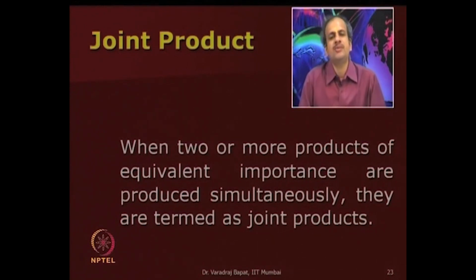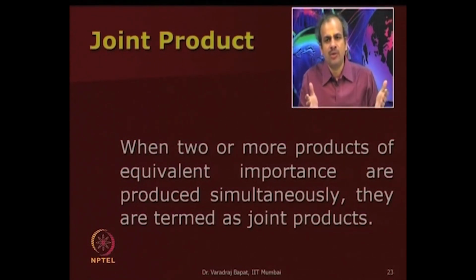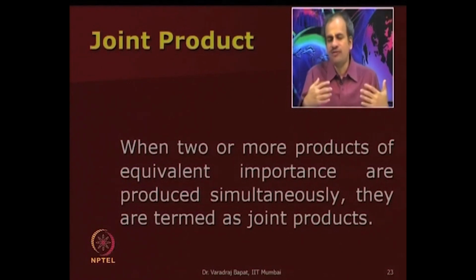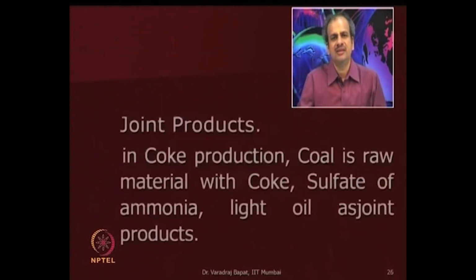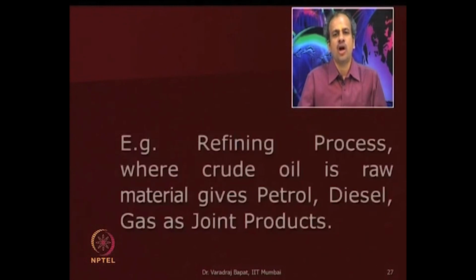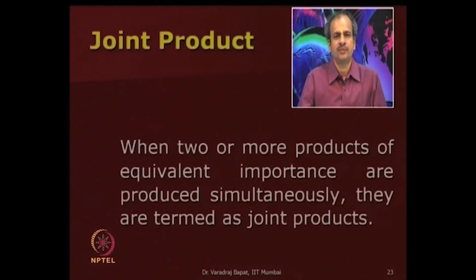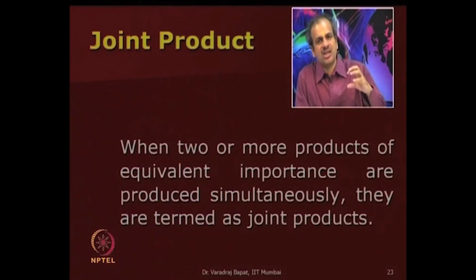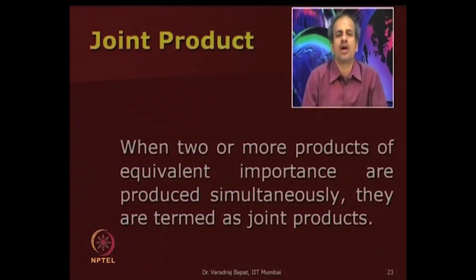Now the next concept which we discuss is known as joint products. Many times what happens is, from one production process, instead of one product coming out, two or more products come out, and most of them are of similar importance. Then they are called joint products. Okay. Can you think of any example of one production process giving more than one product?